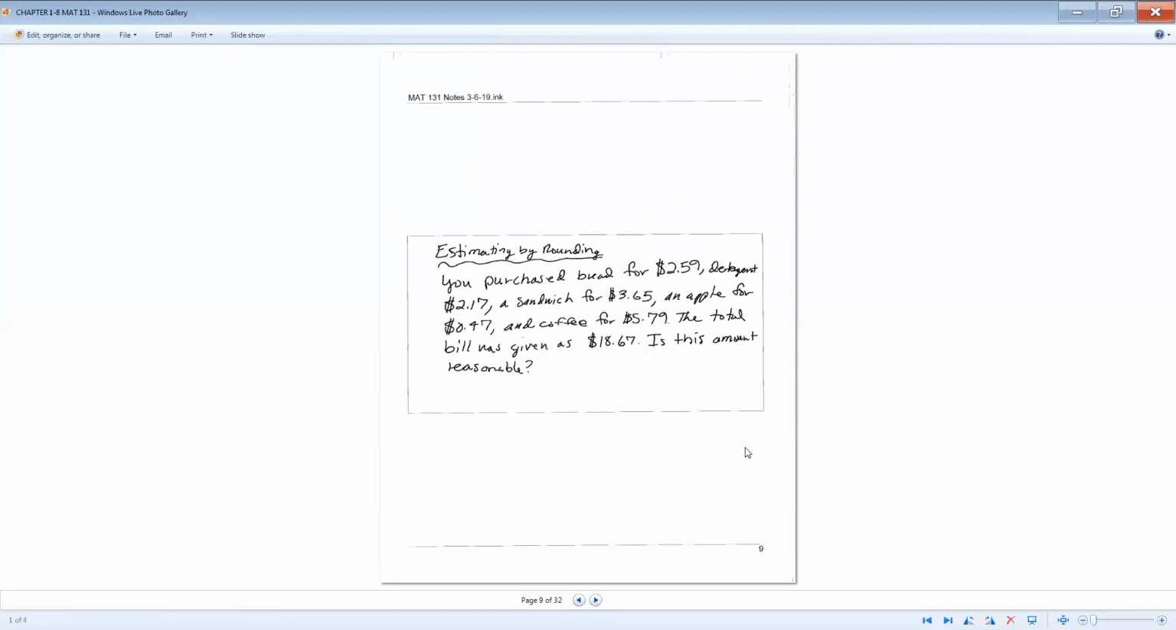Estimating by rounding. So let's say we had the example in which you purchased bread for $2.59, detergent for $2.17, a sandwich for $3.65, an apple for 47 cents, and coffee for $5.79. The total bill given was $18.67. Is this amount reasonable? So the way this book wants you to handle estimation is that you're going to round all of your values to the highest place value.